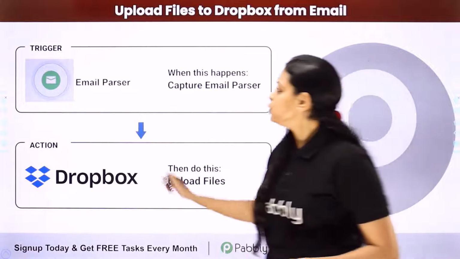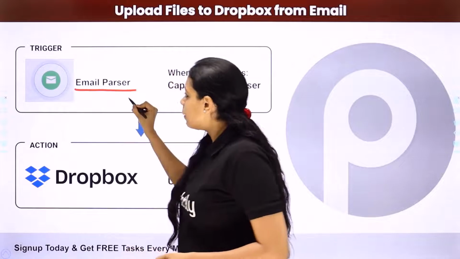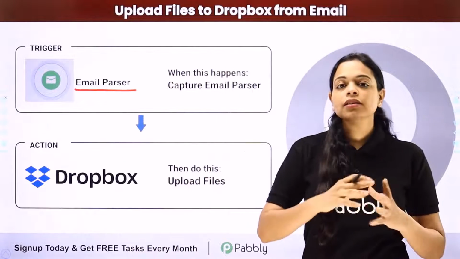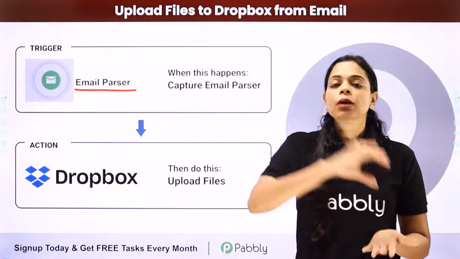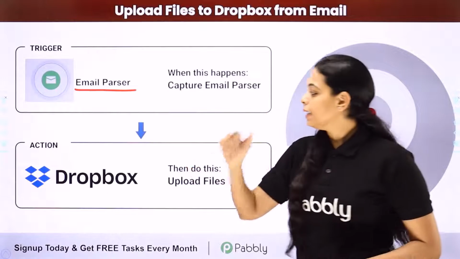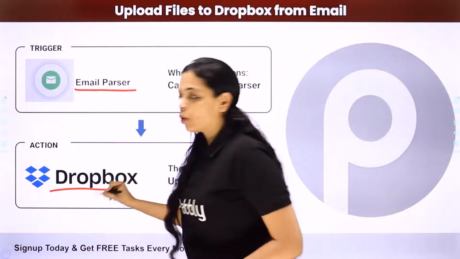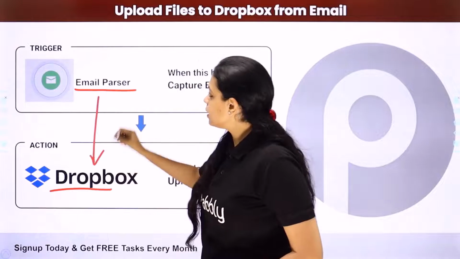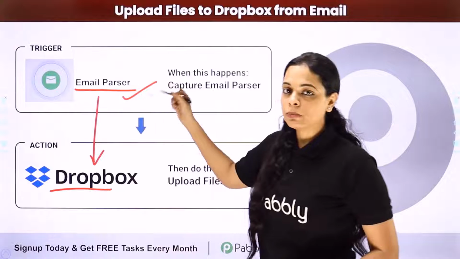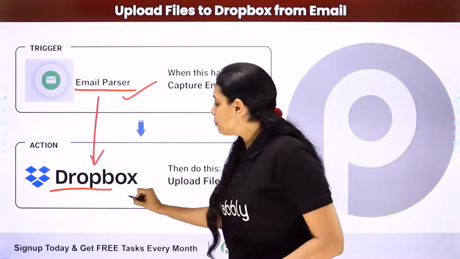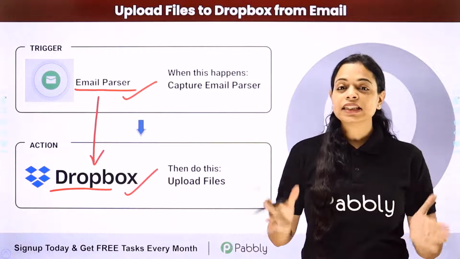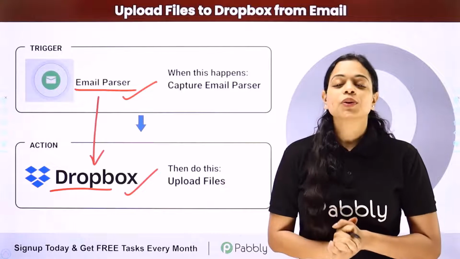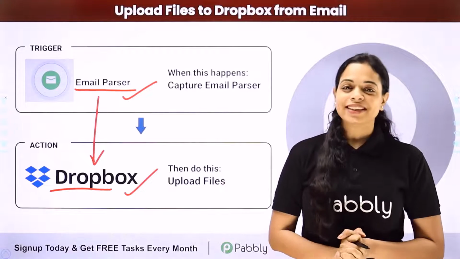Here I'm going to use a feature by Pabbly which is the email parser, that helps in forwarding all the emails that I receive on my mail account to a particular email address. And then we are going to use Dropbox. Now I'm going to integrate them using Pabbly Connect. The trigger application will be the email parser feature and my action application will be Dropbox. Now, how can you integrate and automate this entire process yourself? To understand that, let me take you to my screen.